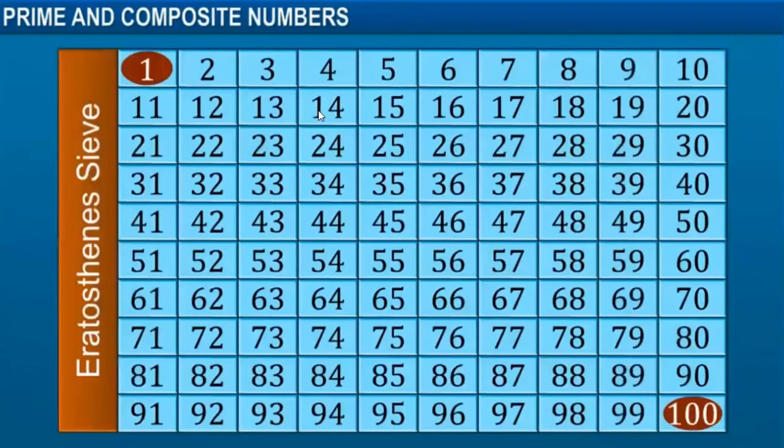To begin with, cross out number 1 since it is not a prime number. Now, circle number 2 and cross out all the multiples of 2 in the Eratosthenes sieve.